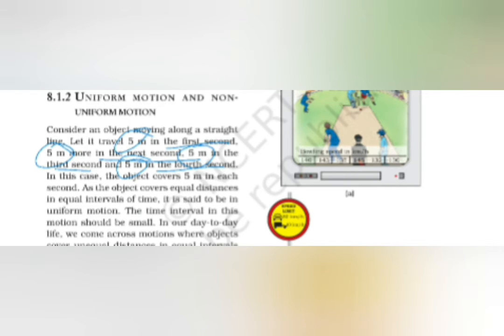Now the opposite of it is non-uniform. When the body covers unequal distance in equal interval of time, then it is in non-uniform motion. Or you can say it like this: if a body covers equal distance in unequal interval of time, this is also non-uniform motion, but we take the former as the most appropriate definition of non-uniform motion.